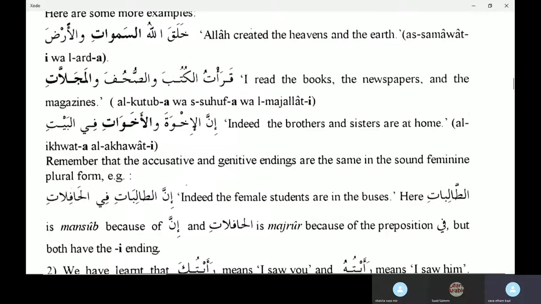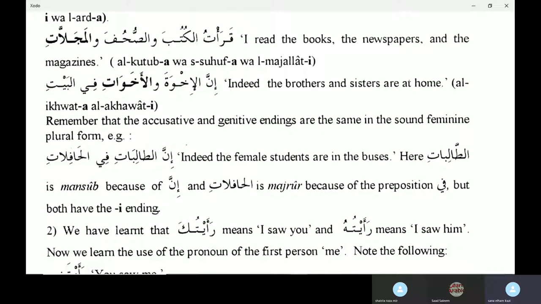Okay. Remember that the accusative and genitive endings are the same in the sound feminine plural form. For example, accusative mansub and genitive majrur. Okay.